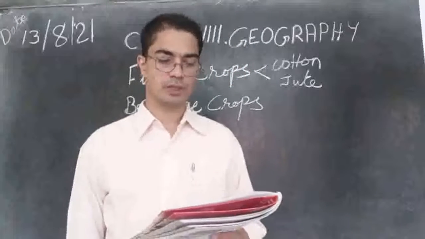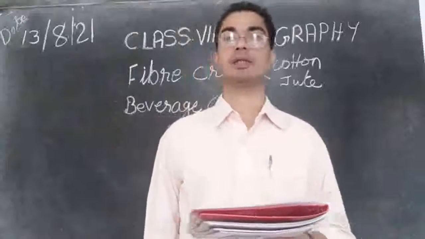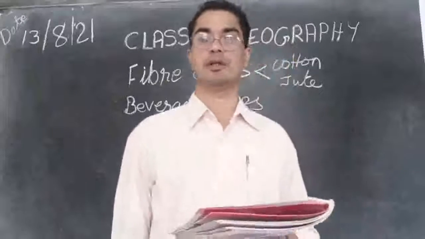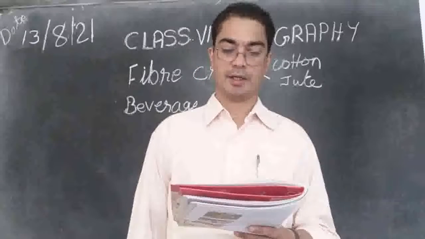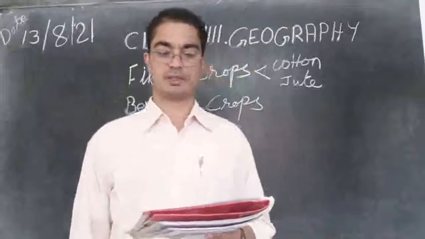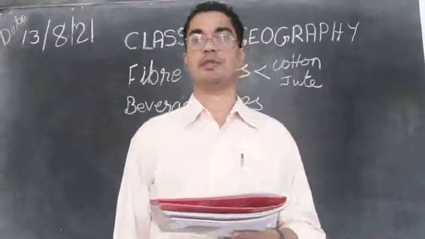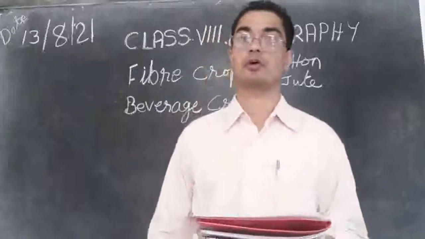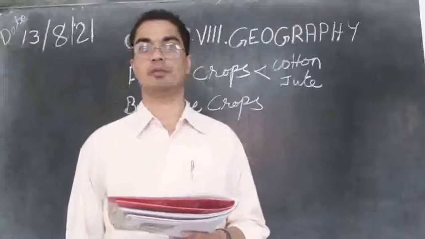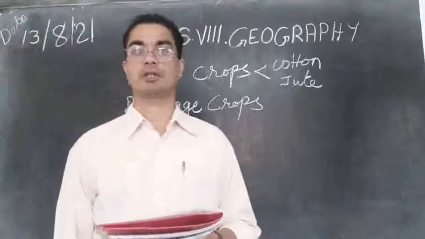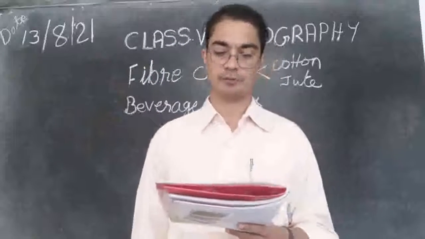Then it also needs bright sunshine for its growth. Since we already said it needs high temperature, it is understood that it needs very bright sunshine. And it grows best on black and alluvial soil. Black soil is the best for the growth of cotton. Alluvial soil also is suitable, but more than alluvial soil, black soil is best for the growth of cotton.